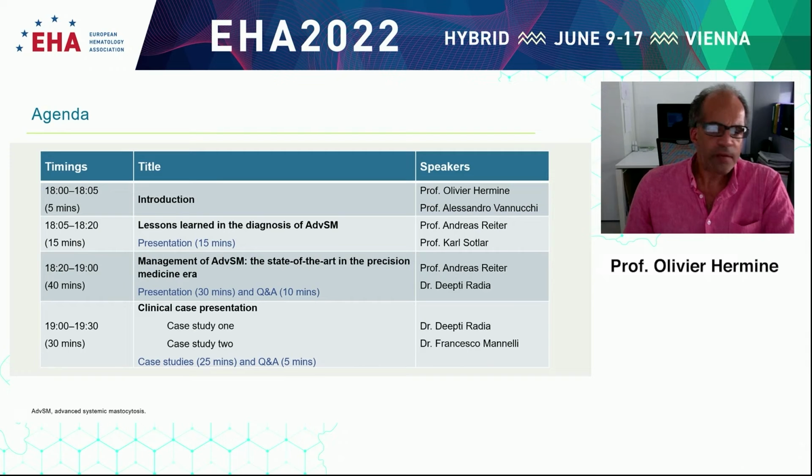So the agenda will be divided into three parts. In part one, Professor Reiter and Sottler will be discussing the diagnosis of advanced systemic mastocytosis. In part two, Professor Reiter will be joined by Dr. Radia as we discuss the management of advanced systemic mastocytosis. In the final part of this session, Dr. Radia and Manelli will be providing some clinical case studies.